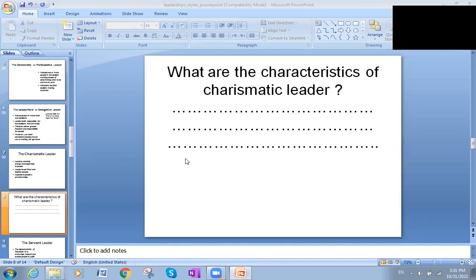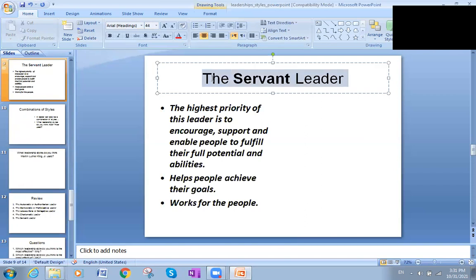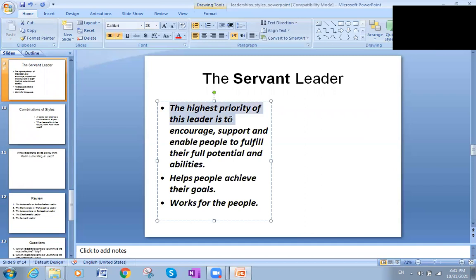So we are back. Let us move forward for a new page and a new work. The second kind, which we will talk about today, is the servant leader. The servant leader. What do you mean by servant here? The highest priority of the leadership is to encourage, support, and enable people to fulfill their full potential and abilities.